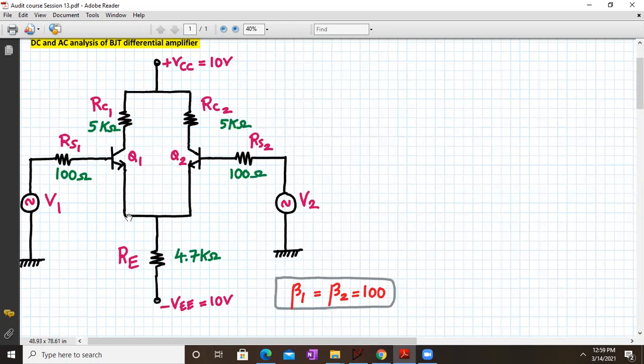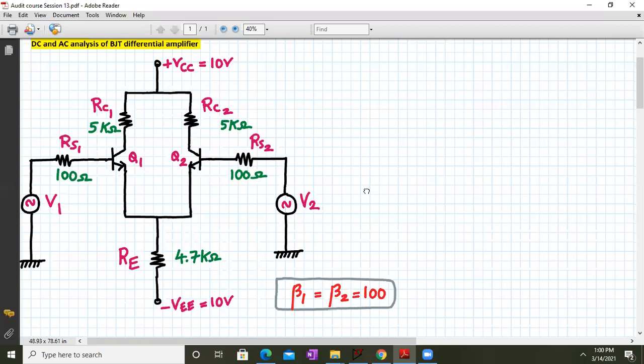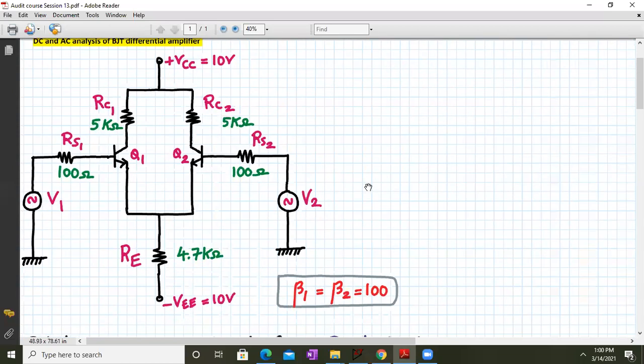And we have two AC inputs, which are V1 and V2, which are in the differential mode. That means V1 and V2 can be out of phase signals, or they can be in phase and of different polarity. That is, V1 can be positive and V2 can be negative polarity. Okay, so that makes it a differential input signal.